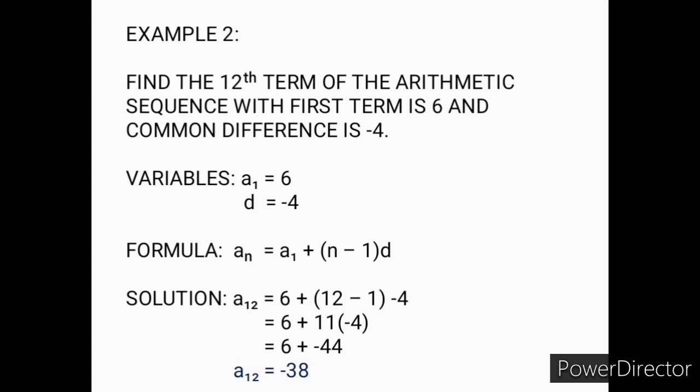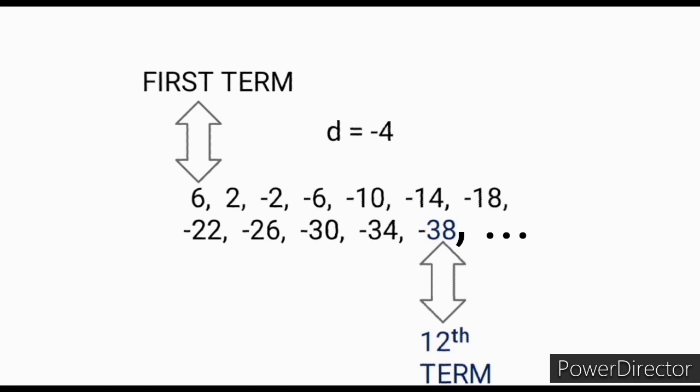Let's check if the answer is correct. If we generate the sequence using 6 as the first term and negative 4 as the common difference, we would obtain negative 38 as the 12th term of the sequence, so the answer is correct. This time, I'll give you exercises. Don't worry, it's so easy. You may pause this video after each question and play it again once you're done answering.